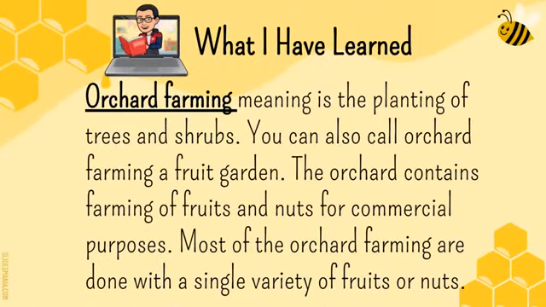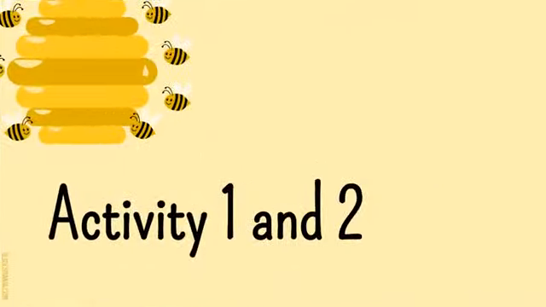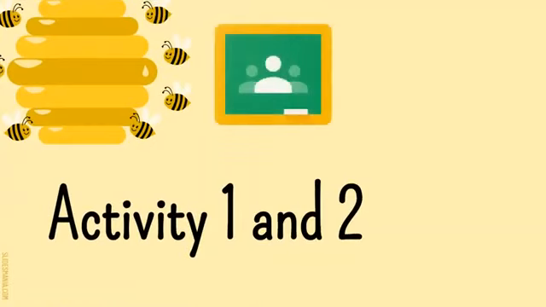Orchard farming means the planting of trees and shrubs. You can also call orchard farming a fruit garden. The orchard contains farming of fruit, not for commercial purposes. Most orchard farming is done with a single variety of fruit or nuts. For activity 1 and 2, please visit your Google Classroom for your asynchronous class.